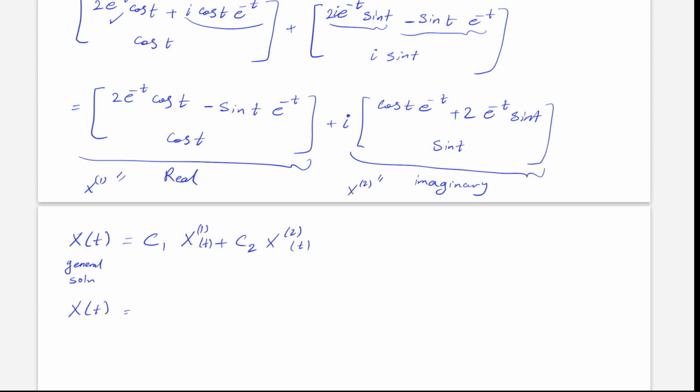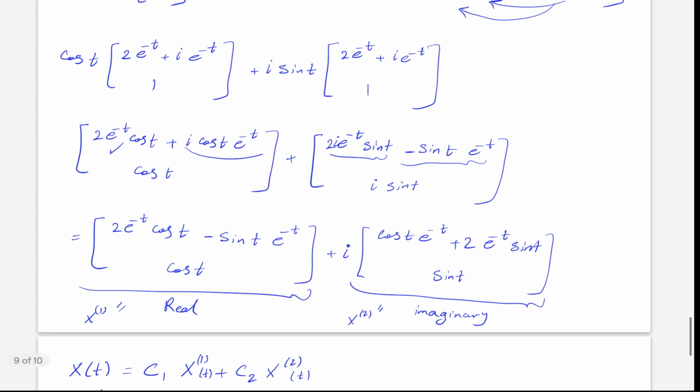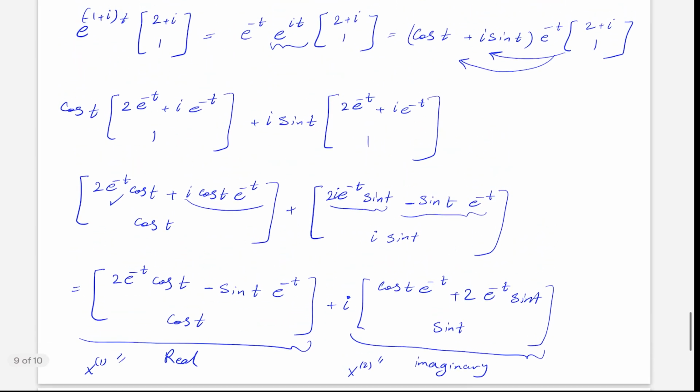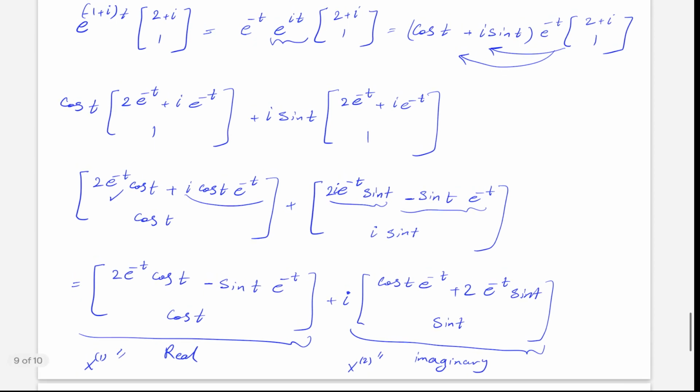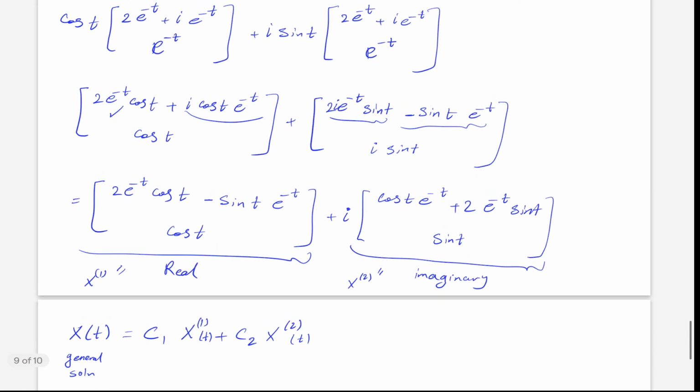Okay, let me see. I think I made a mistake. I didn't include this e to the minus t here, okay? So I need to add e to the minus t here and also e to the minus t here. Sorry. So we will have e to the minus t, since I'm solving them right now.